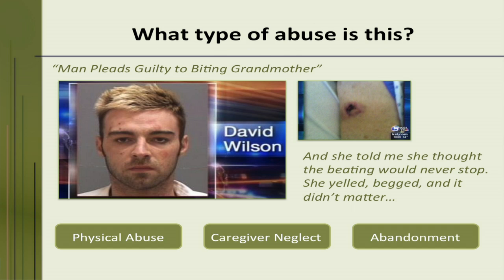So what type of abuse would you think this is? This is a man who pled guilty to biting his grandmother, and during the deposition, the grandmother told prosecutors that she thought the beating would never stop. She yelled, she begged, but it didn't matter. What type of abuse would you suspect this is? Is it physical abuse, caregiver neglect, or abandonment?